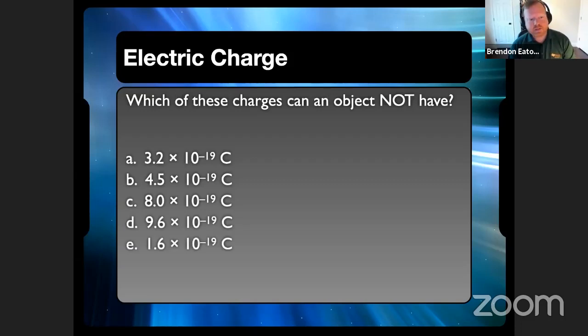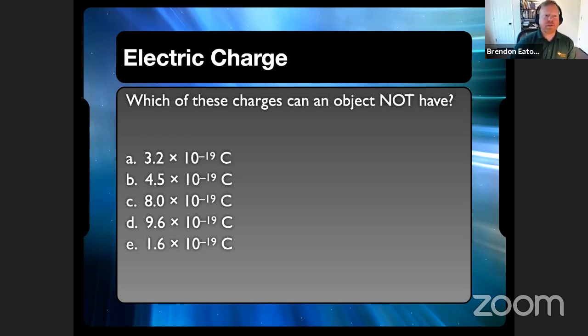All right, so let's practice a little bit with elementary charge. Let's say I've got these 5 objects, A through E, and the question is, which of these charges can this object not have? I actually kind of misspoke. Let's just assume there's an object and there's 5 different charges. Which one of those can the object not have?